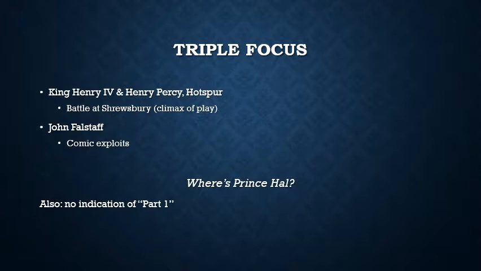So the first question we might ask, especially once we've read the play, is where's Prince Hal in this title? Prince Hal is a major figure in this play. He's King Henry's son. He's going to be the future king. He's John Falstaff's close friend. Where is he in this play? And of course, he's the person who kills Henry Percy. So why is he not mentioned in the title?